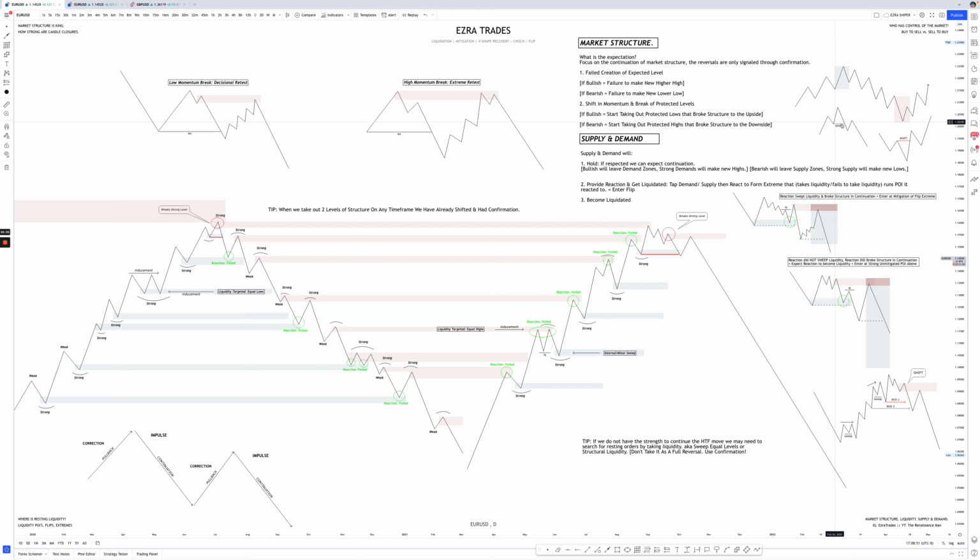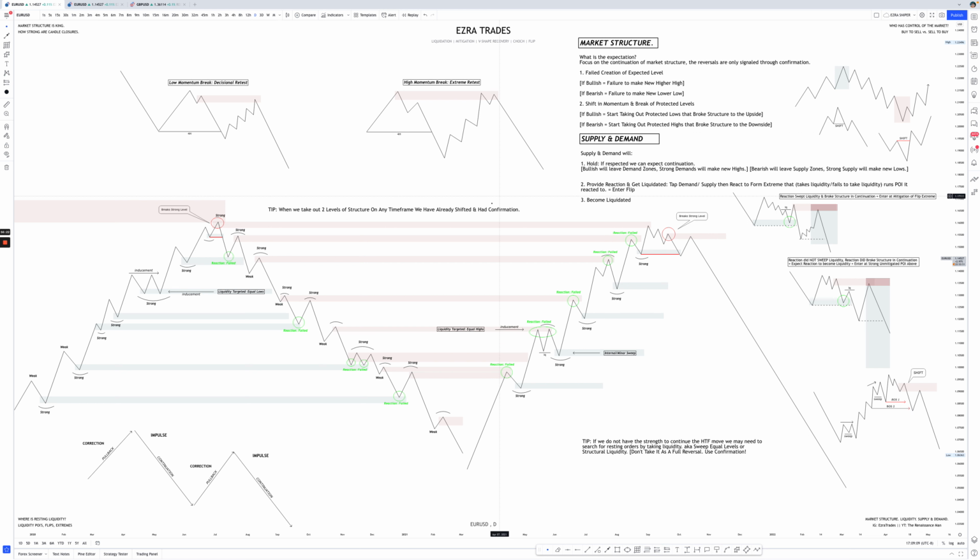When a protected level goes, that's sign number two, right? When we are, in this case, bearish to bullish, when a level that's responsible for printing a new low goes, that's supposed to be protected level, we break structure to the upside now, we are shifting.